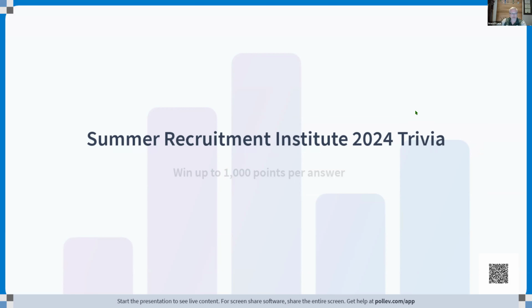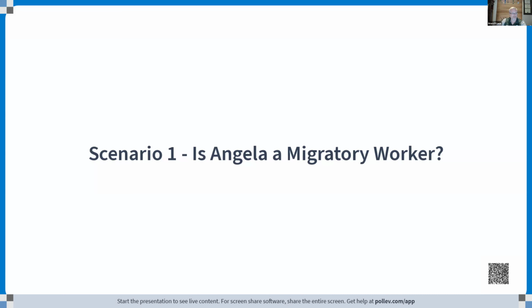So here we go. Again, up to 1,000 points per answer. The first question is going to display on the screen. It's going to give you a few seconds to read the question. When I move on to the next slide after that, you'll see the responses possible. Pick one. You can change your answer if you decide to. You only get points if you're correct, and you get more points the faster you pick the correct answer. So the first question is: is Angela a migratory worker? Once I click this next slide, you should see the responses both on your device and on the screen.